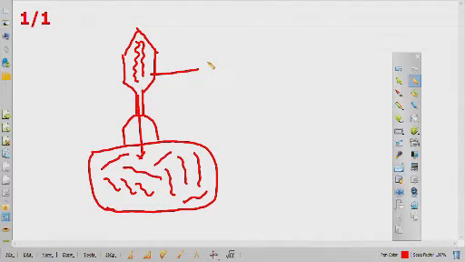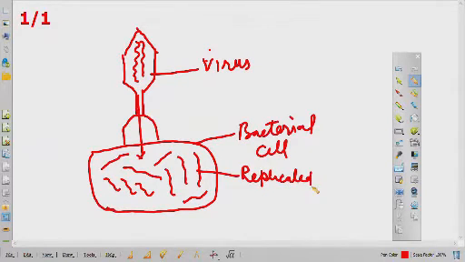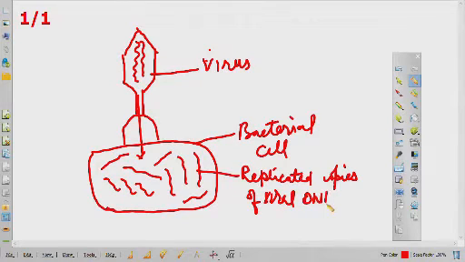This is the virus. This one is the bacterial cell. And these are the replicated copies of viral DNA.